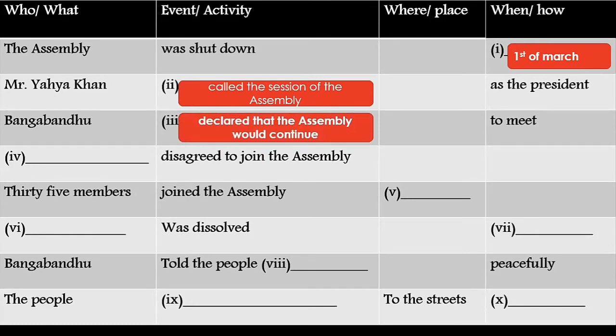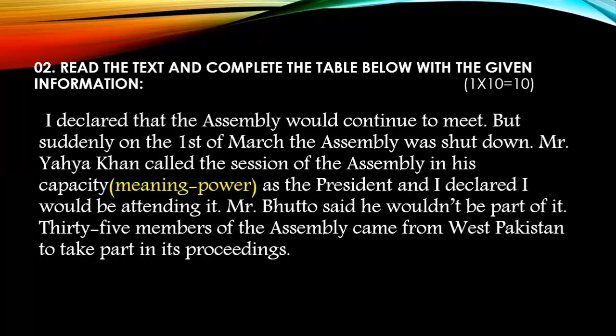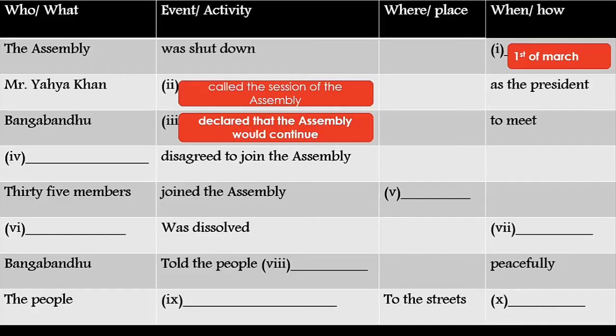Number 4, here we have to find out the subject. The event, or the activity, is given over here. The activity was disagreed to join the assembly. Yes, we can remember somebody disagreed to take part in that session. Who was that? Mr. Bhutto said he wouldn't be part of it. Part of what? The session of the assembly. So our answer is Mr. Bhutto. Here, Mr. Bhutto disagreed to join the assembly.